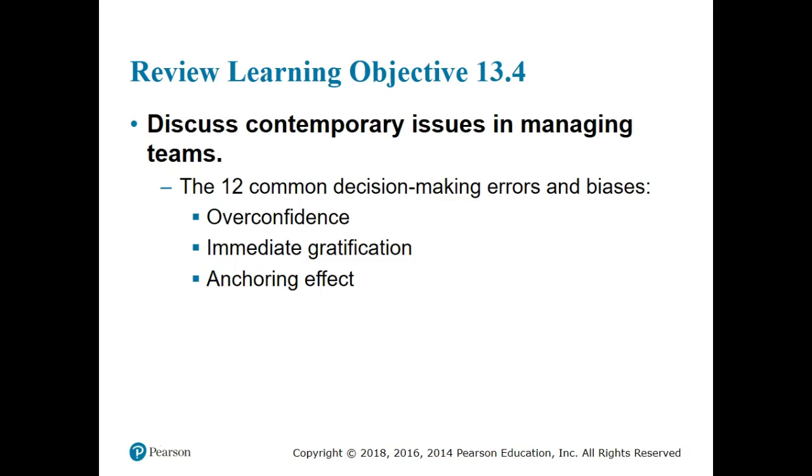It also helps explain what factors affect the decision-making process, including the decision-making approach, the types of problems and decisions, and the decision-making conditions and the decision-maker style. So just know the 12 common decision-making errors and biases.